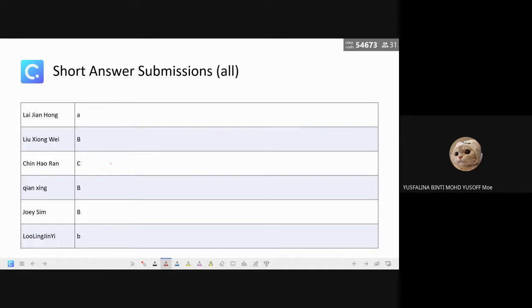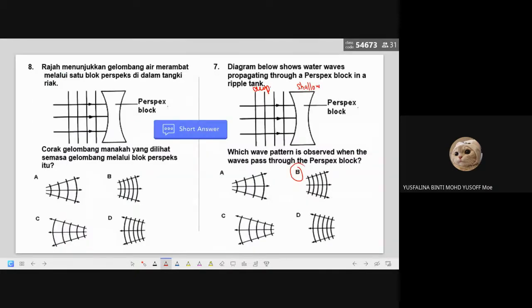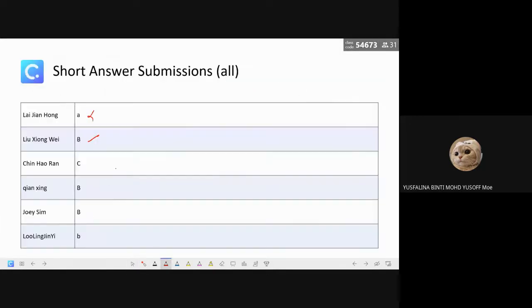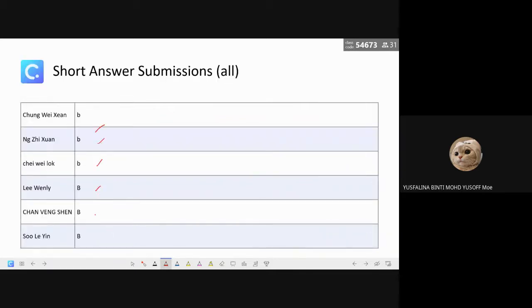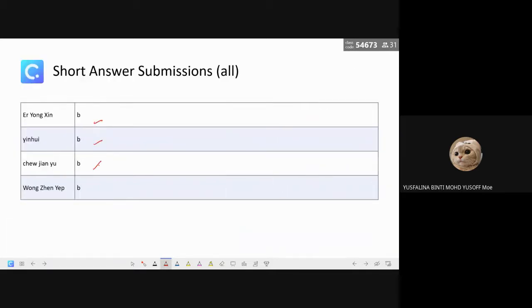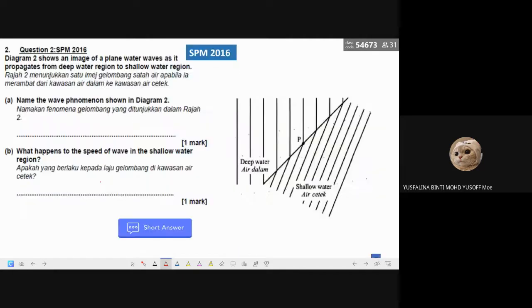So A is wrong, B, and C? Why C? C means it reflects back. No, there will be no reflection here. It will pass through the blocks. B is correct. So the answer should be B.